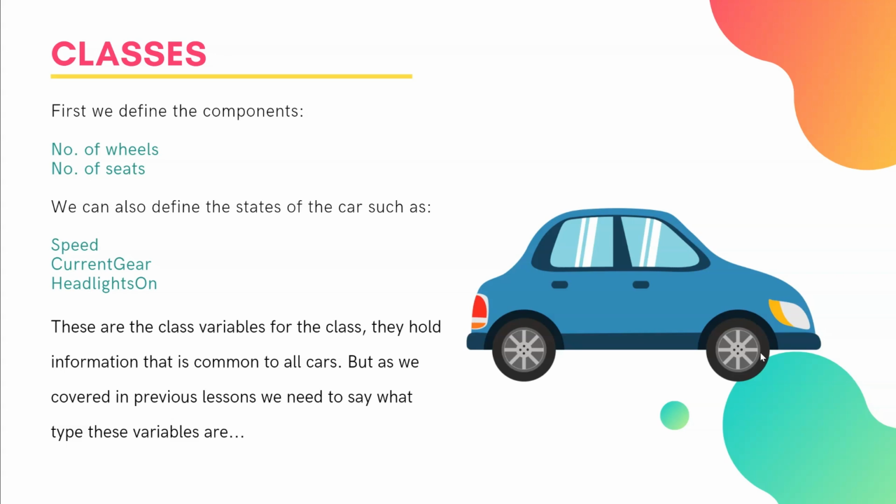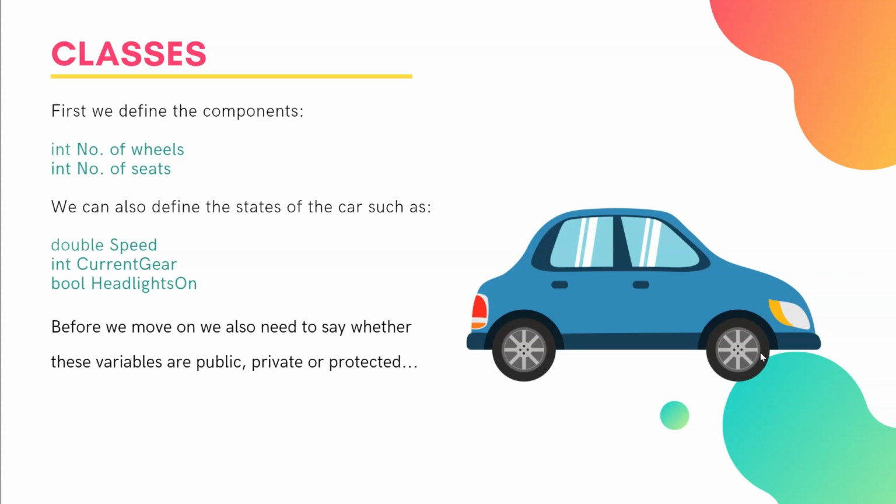But as we covered in the previous lesson, we need to say what types of variables they are. So again, we've got int for the number of wheels, int for the number of seats, and we've got double, int, boolean for the speed, current gear, and headlight, respectively. Before we move on, when we're talking about classes, we need to say whether these variables are public, private, or protected. So these are new phrases you won't have heard, but they're quite important across many programming languages, including MQL5.